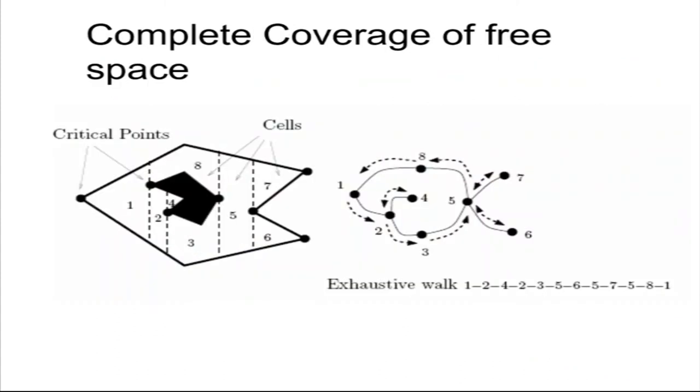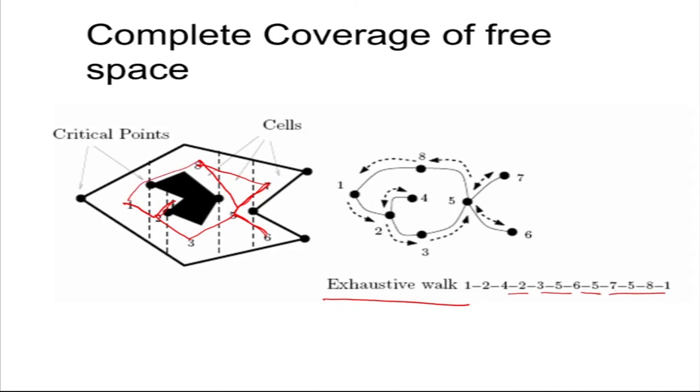Now, this is another example where we are dividing it into a number of cells, and the exhaustive walk is following cell 1, 2, 4, 2, 3, that is 1, 2, 4. So it is going from 1 to 2, then to 4. Then from 4 it goes back to 2, and then to 3. Then 5, 6, then back to 5 again, then 7, then to 8. Sorry, 7 to 5, then to 8, and then back to 1.